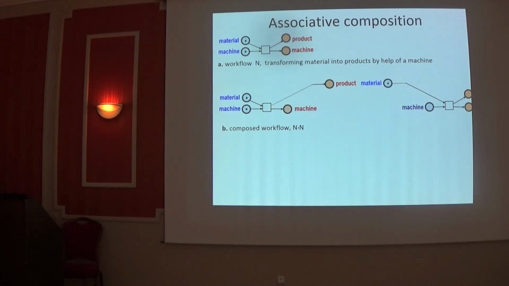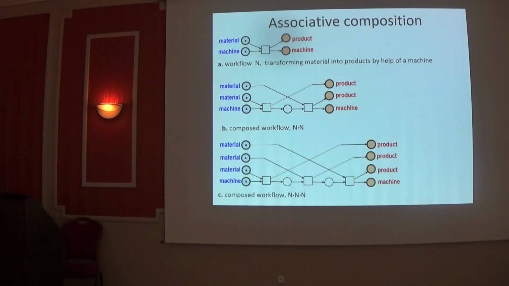And what does it mean to compose them? Of course, it means that the machines are glued together, the machine part. So the name machine disappears, and they get white, and now you compose them, and the resulting system is like this. So again, you have initially the machine and 2 material parts, and at the end, the machine is still available, and you have 2 products. And if you mix 3, then it comes out this way. So this kind of composition gives this kind of behavior.